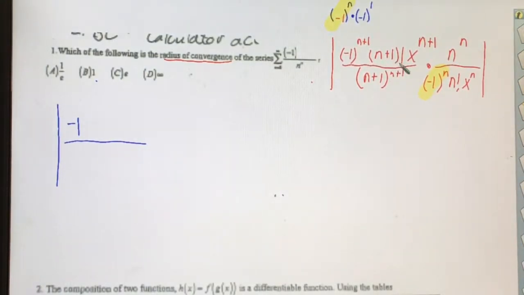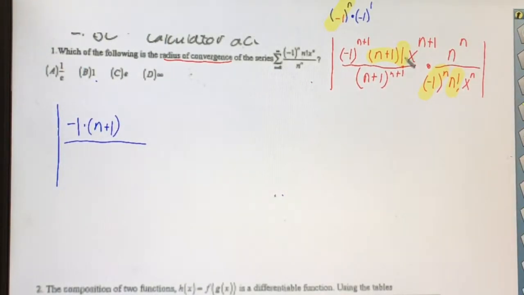Now I'm going to take a look at n plus 1 factorial and n factorial. Notice n plus 1 factorial can be rewritten as n plus 1 times n factorial. And that's divided by n factorial. So notice also that this n factorial part of it is going to cancel out with that factorial part. So all I'm going to be left with on the top is n plus 1. So that's going to be times n plus 1.